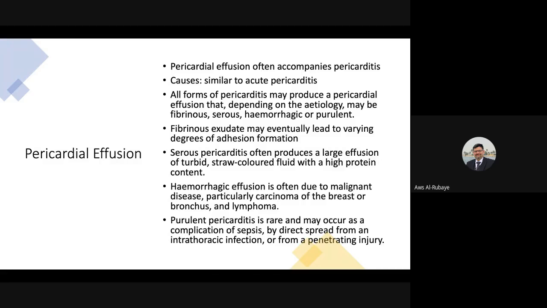Fibrinous exudate may eventually lead to varying degrees of adhesion formation, يعني صار عندنا التصاقات. Serous pericarditis often produces a large effusion of turbid, straw-colored fluid with a high protein content. Hemorrhagic effusion is often due to a malignant disease, particularly carcinoma of the breast, bronchus, and lymphoma. يعني spread from the adjacent tissue usually.